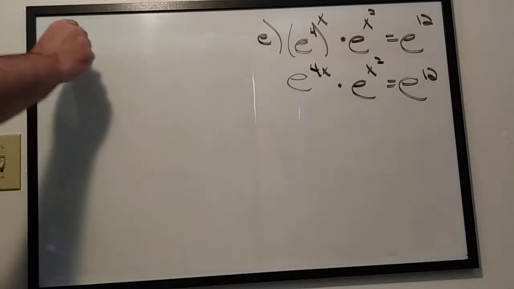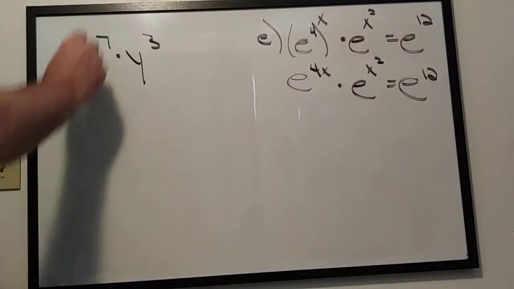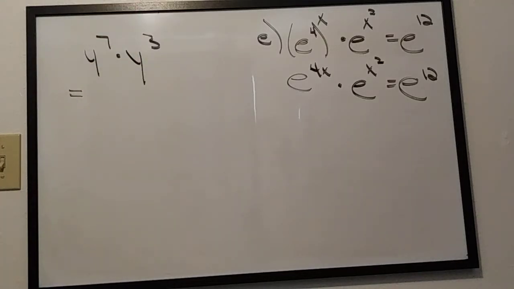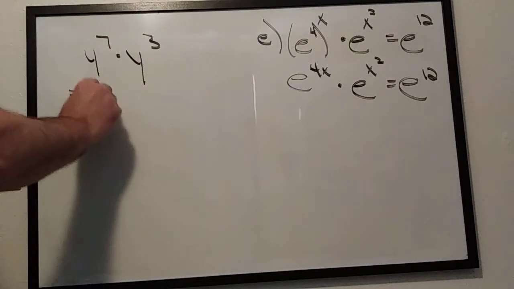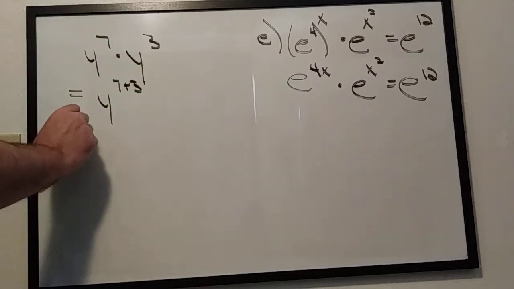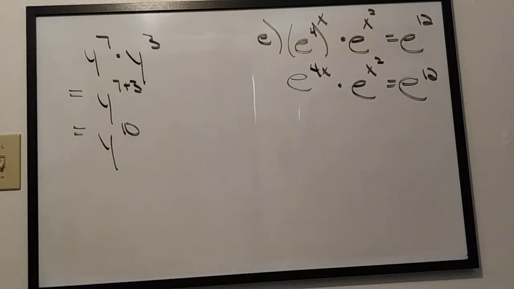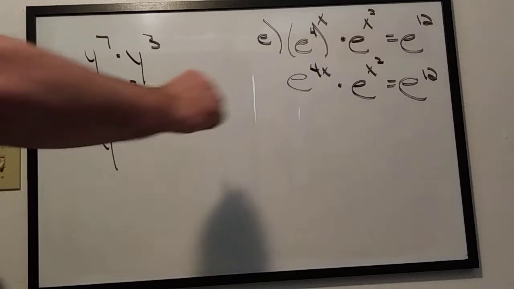So if I gave you a problem like y to the 7th times y to the 3rd, most of you would look at this and say, oh, that's y to a power times y to a power. We have an exponent rule that says we're going to add those exponents. So we're going to have 7 plus 3 power, and that's y to the 10th. Well, in fact, we can do exactly the same thing with this e to a power times e to a power part as well. We have a lovely power rule that says if you have e to a power times e to a power, you can add those exponents.